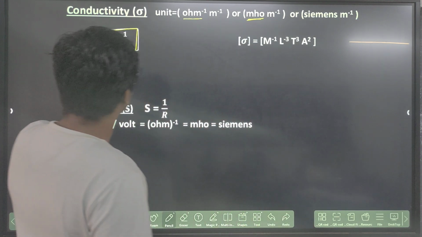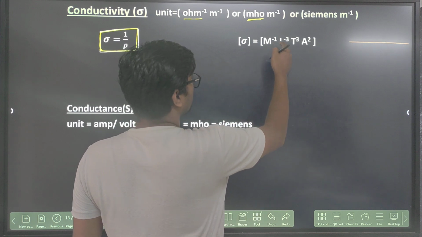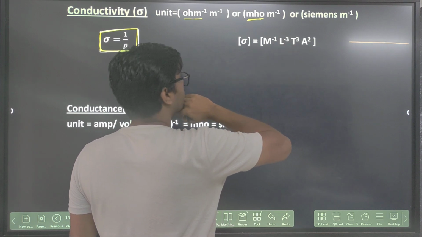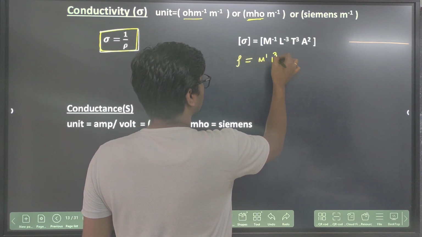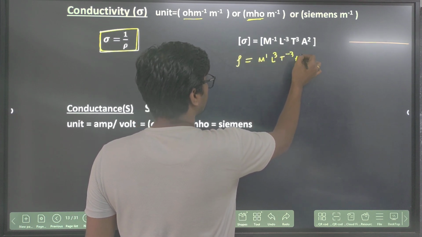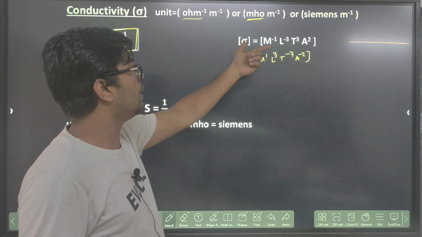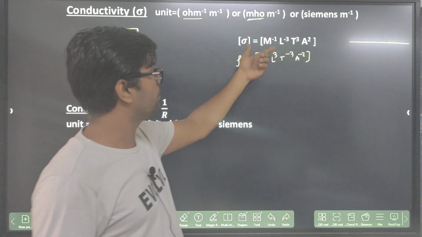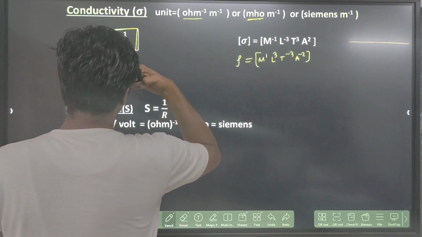And the dimension for resistivity, you remember, is M1 L3 T minus 3 A minus 2. So you just reverse it, and the dimension of conductivity will be M minus 1 L minus 3 T3 A2, right? This is conductivity, sigma, right?